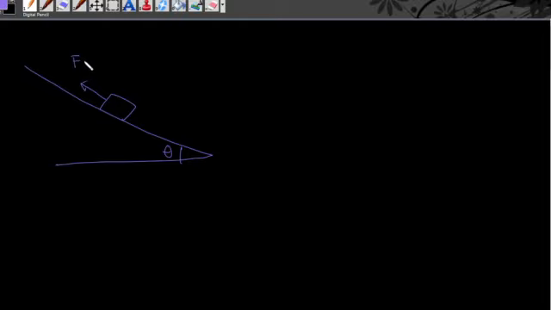A block sits on a plane, and there's friction between the plane and the block. So I'll just give it an angle of incline. And we have a block, and we have some friction. There's friction between the block and the plane. The plane is accelerated to the right.